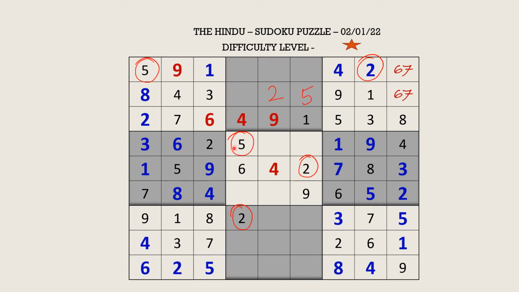Now 6 blocks here. So this cell takes 7 and this 7 cancels out here and this becomes 6 and this becomes 7. The missing numbers here are 4 and 6. There is a 4 here. So this is a 6 and this is 4.